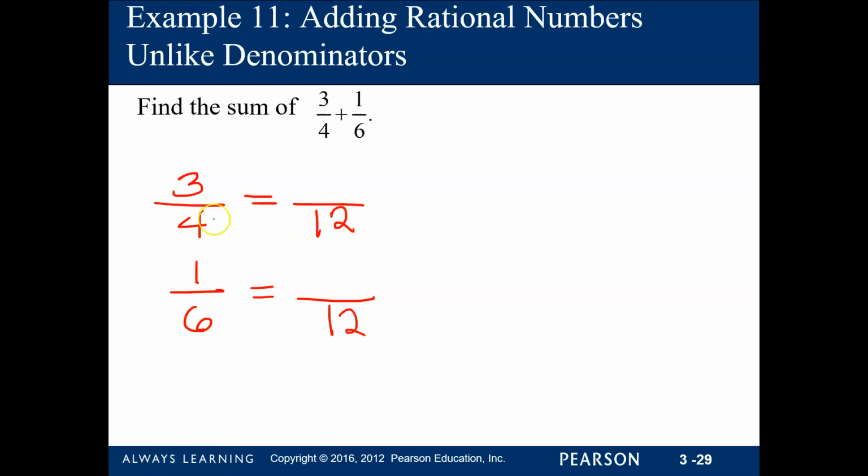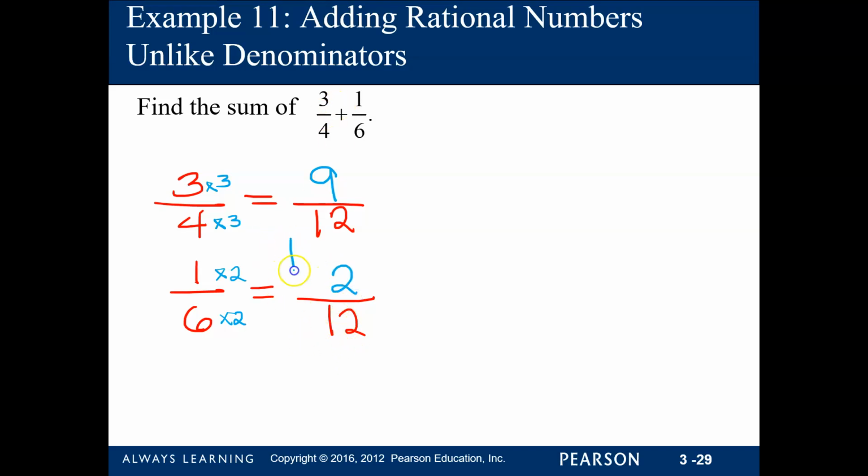Try to think of it. How can 4 become 12? We have to multiply 4 by 3 to become 12. And so we also multiply our numerator by 3, which means our numerator now changes to 9 over 12. In the case of 1 over 6, 6 can become 12 by multiplying by 2. And so we apply the multiplication of 2 to our numerator. So this is now 2 over 12.